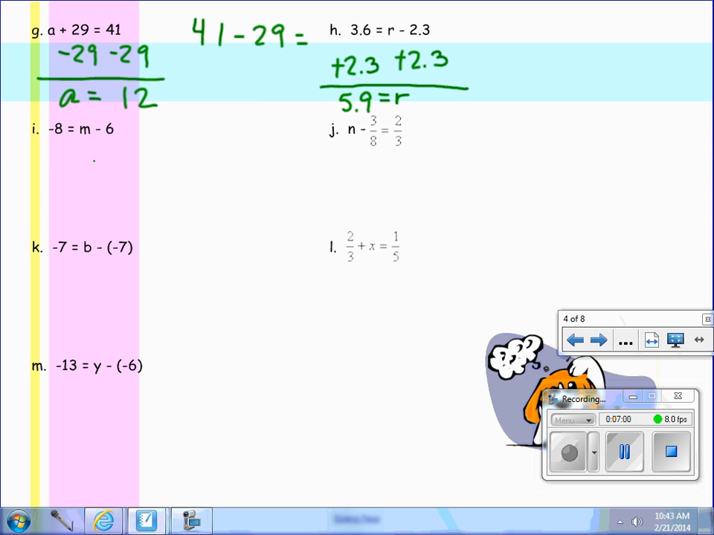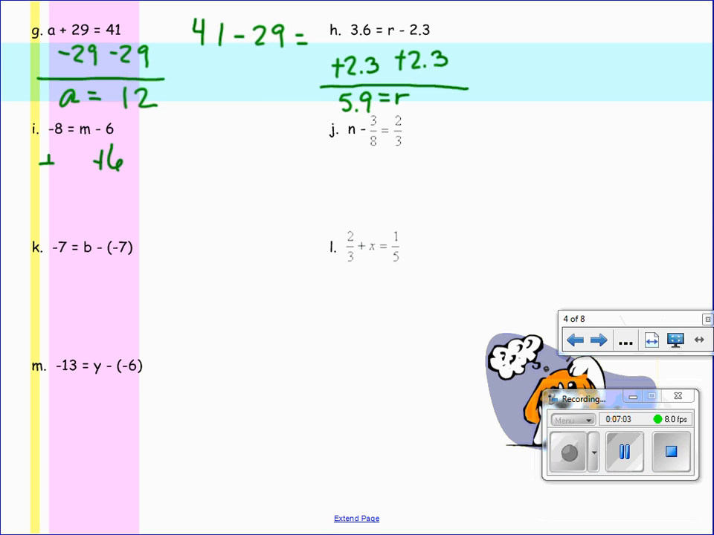So in I, I'm going to add 6 to each side. Now I have negative 8 plus 6. Negative 8 plus 6 is going to be negative 2, which is equal to M.